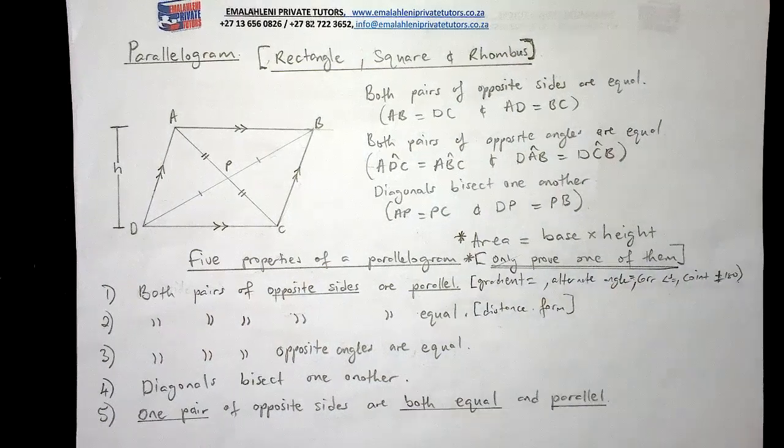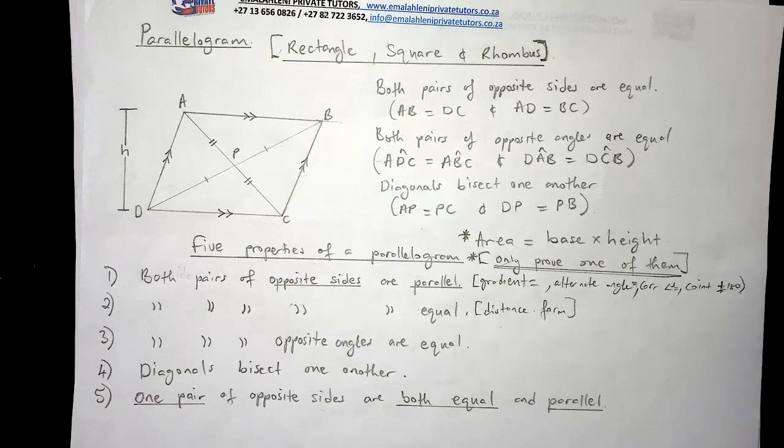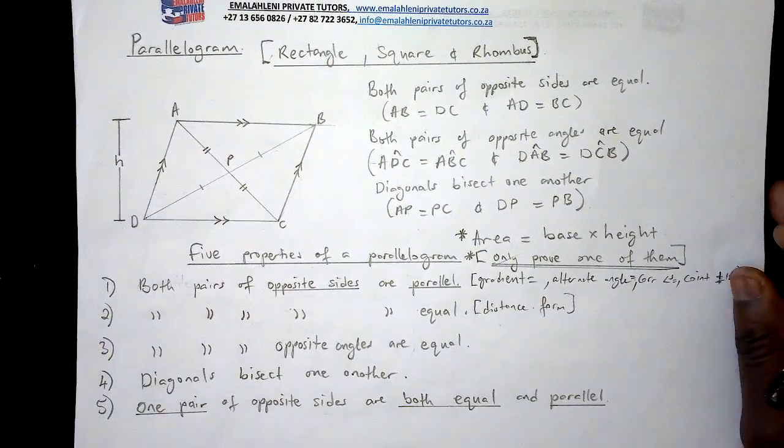Now you are going to calculate the distance to see if the sides are actually equal. Then also opposite angles: both pairs of opposite angles are equal. Then the other thing is that diagonals bisect one another. Then the last one is that one pair of opposite sides are both equal and parallel.